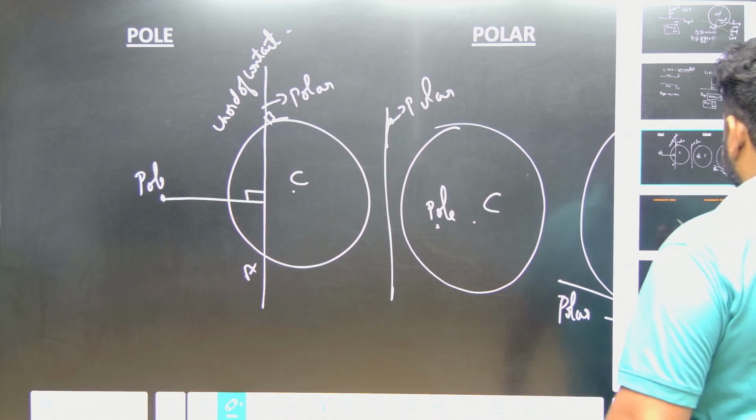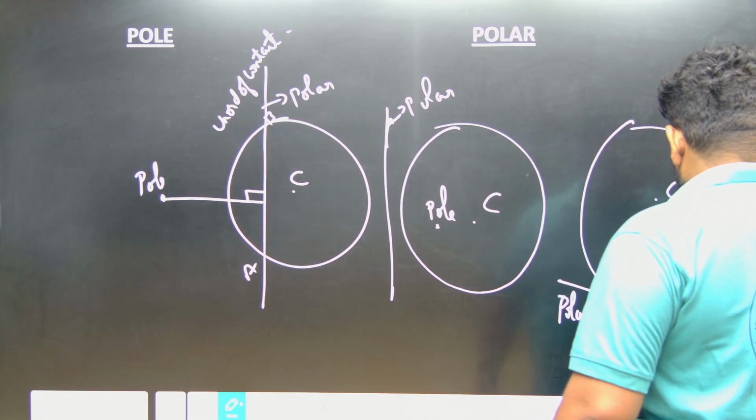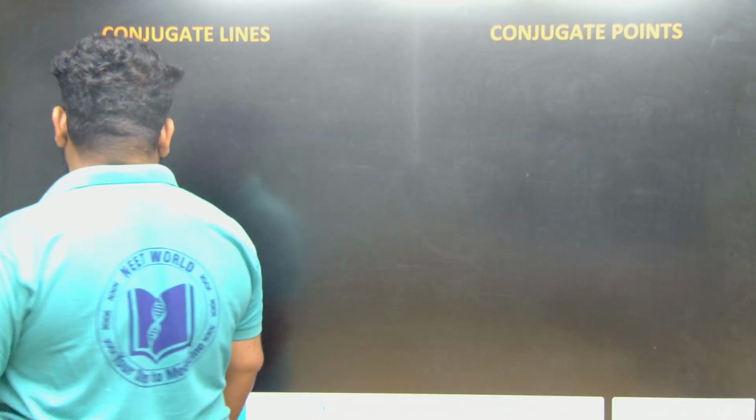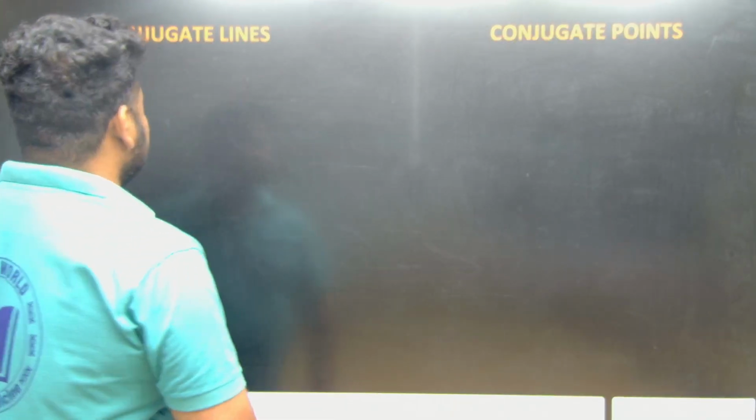So the next thing that we are having is conjugate lines and conjugate points. Conjugate lines and conjugate points, they will ask in IPE also, in your competitive exam also. Conjugate lines and conjugate points.